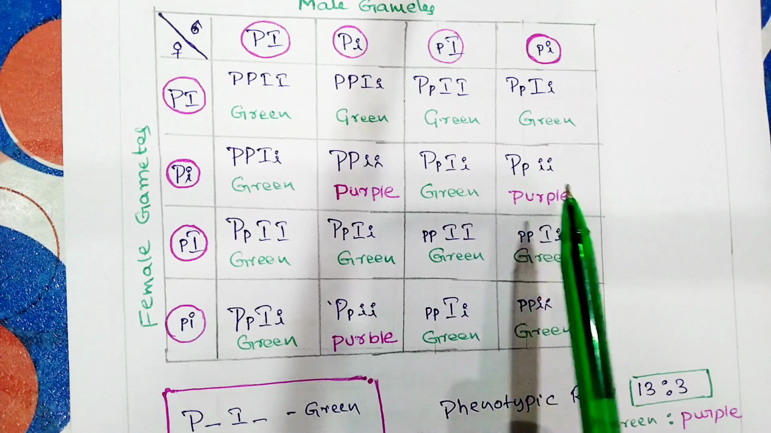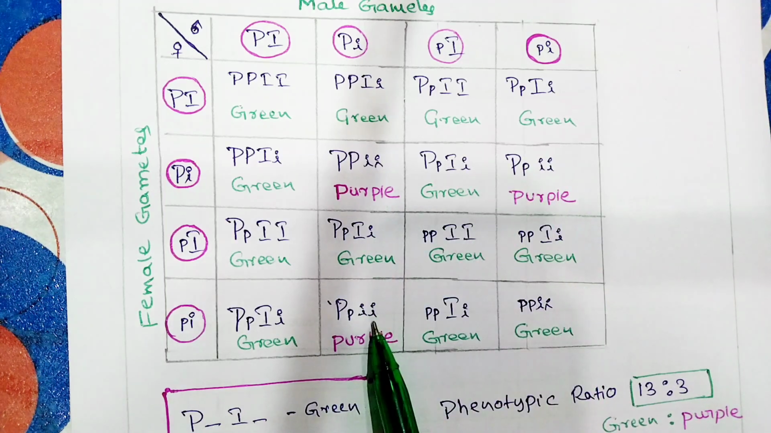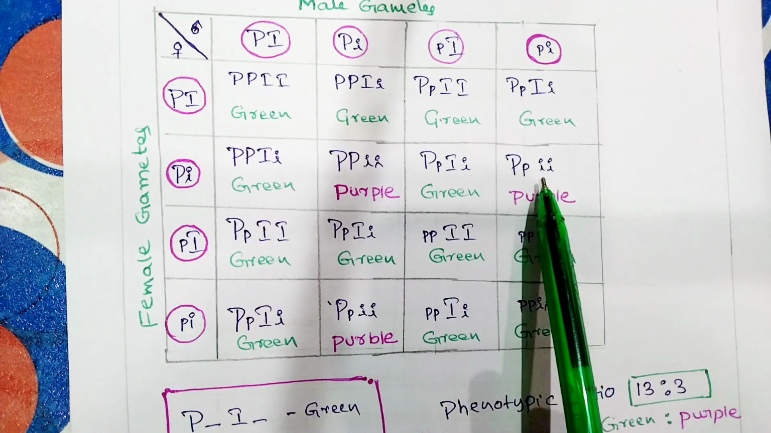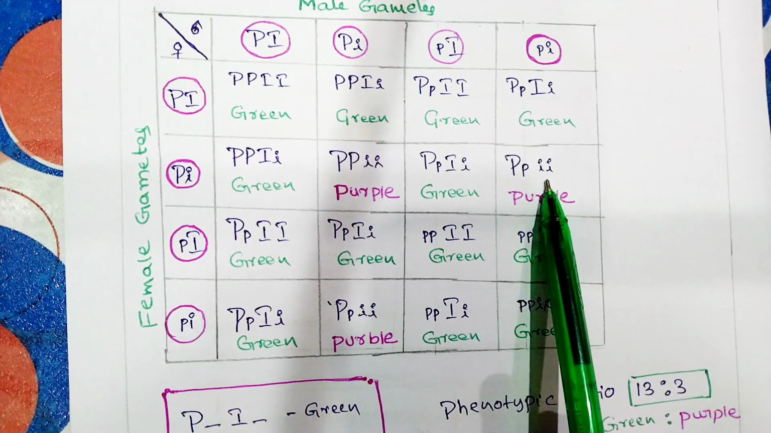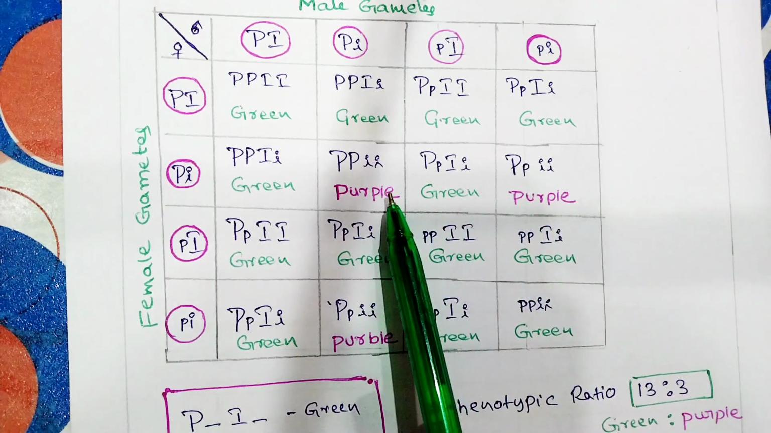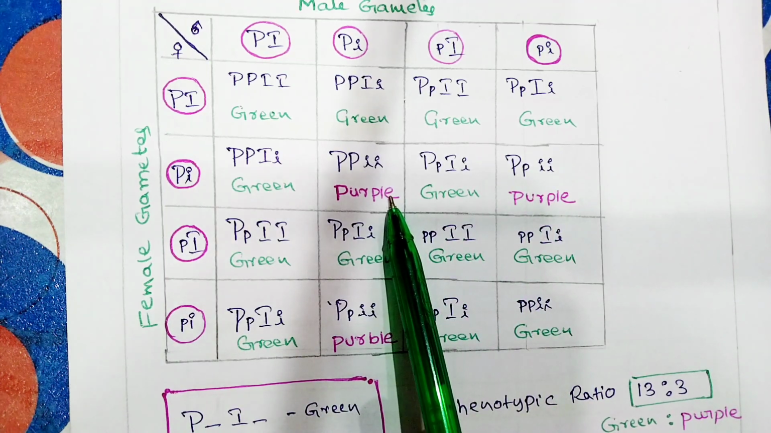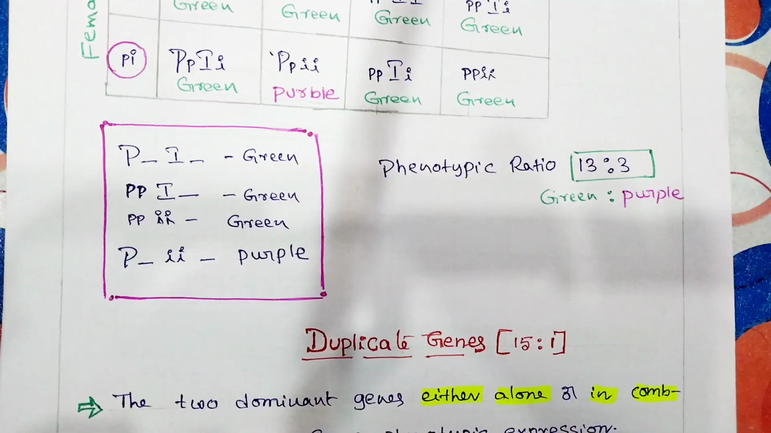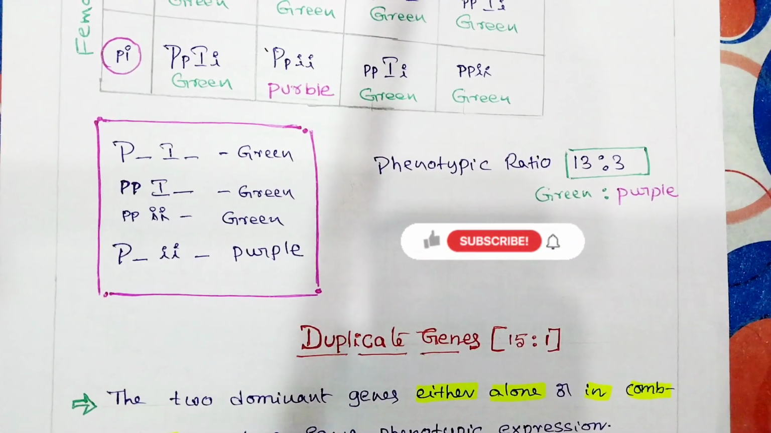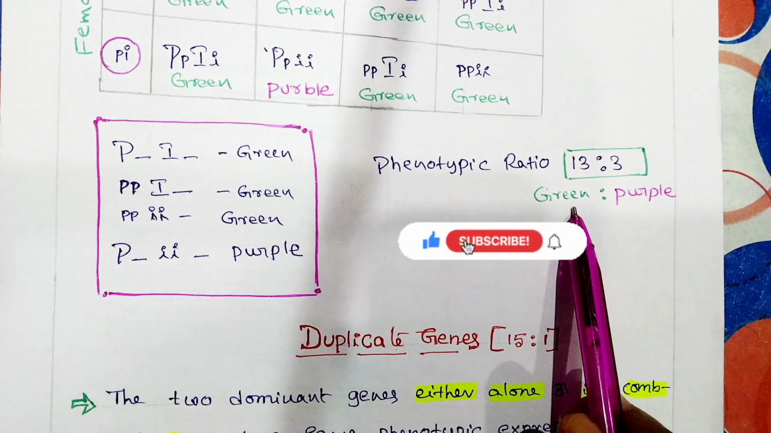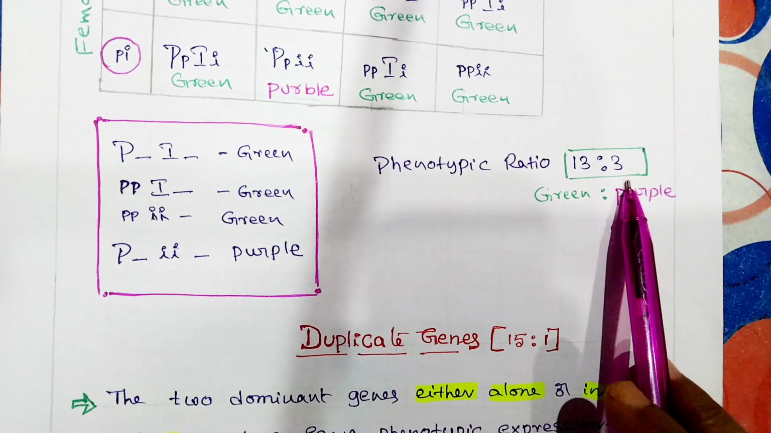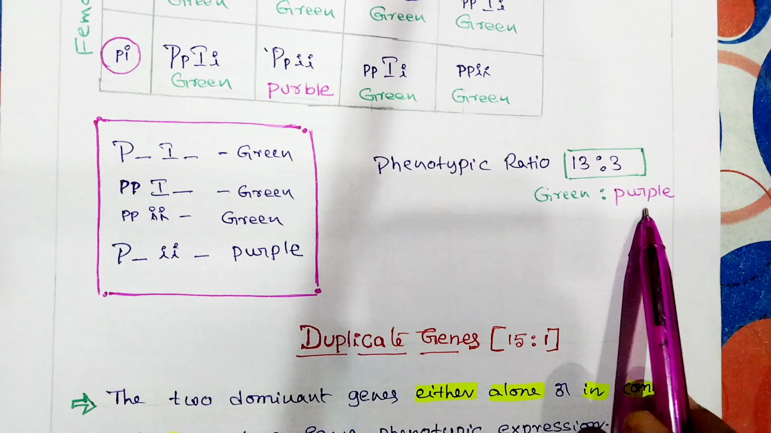Why? Because there are 3 situations where capital I is absent. Here you can see capital I is absent. Here also capital I is absent. Here also capital I is absent. So here we obtain the ratio of 13:3. So 13 progeny are produced with green color and only 3 are purple colored progeny.